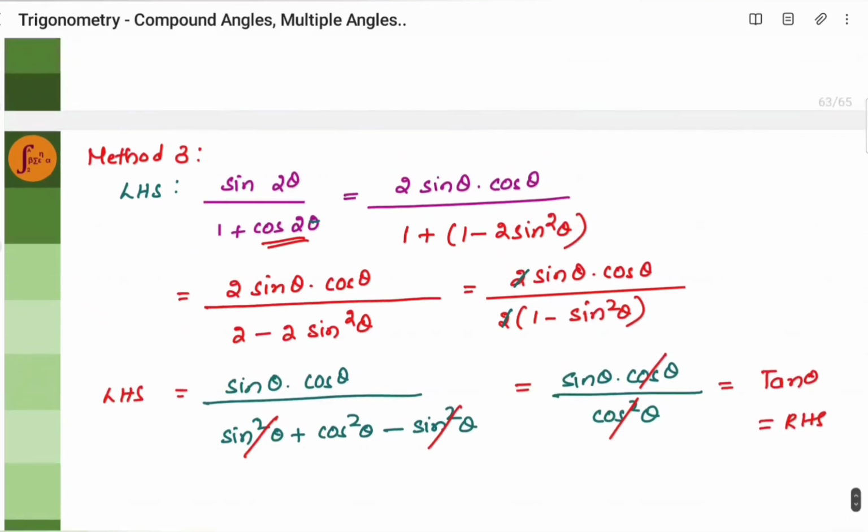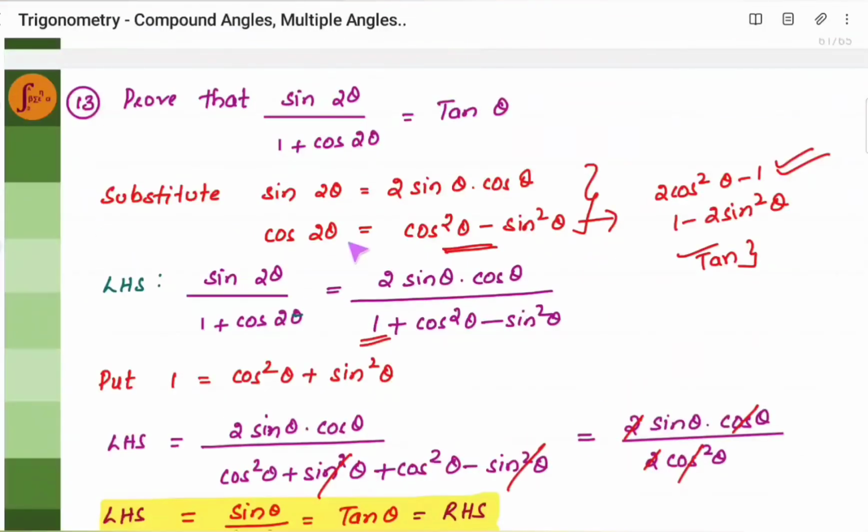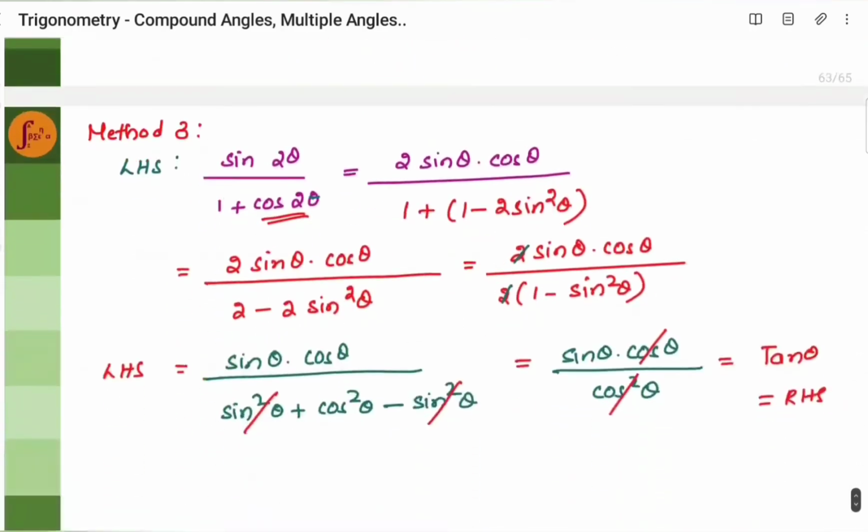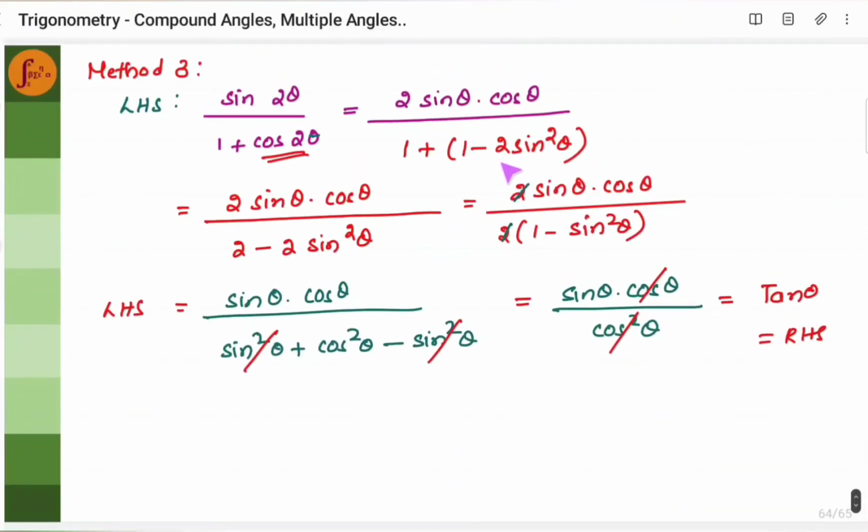So folks, I've tried all three formulas for cos 2 theta. There are three formulas for cos 2 theta, and I've used all. First one is cos square theta minus sine square theta. Second one is 2 cos square theta minus 1. Third one is 1 minus 2 sine square theta. With all of these, I got the same answer.